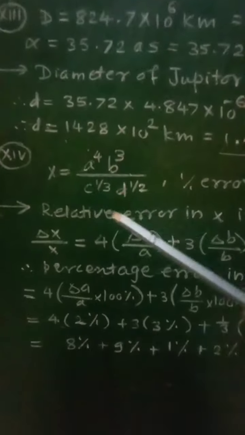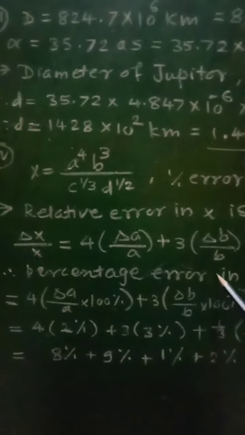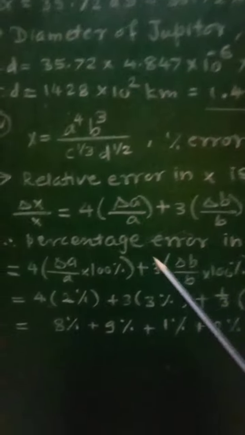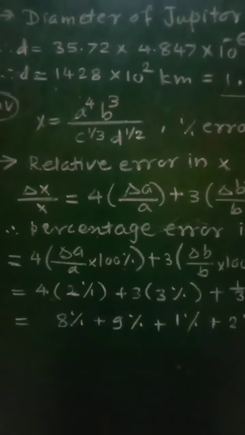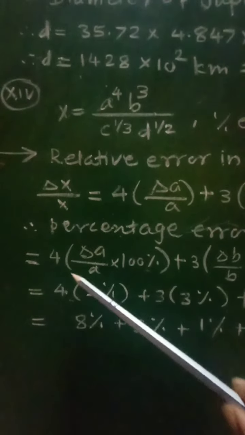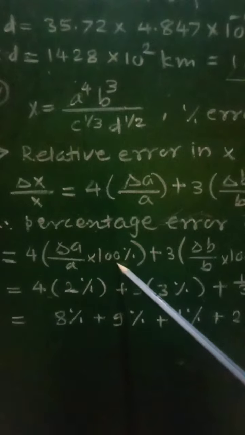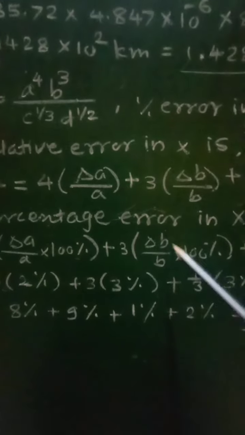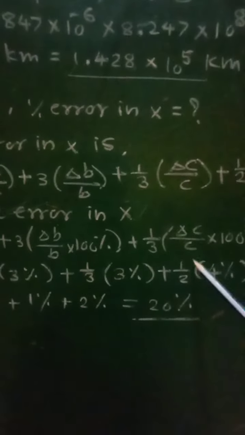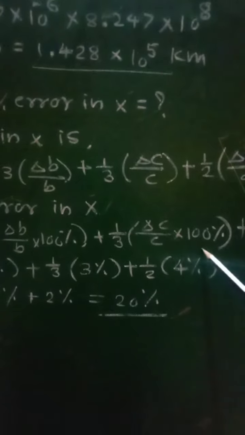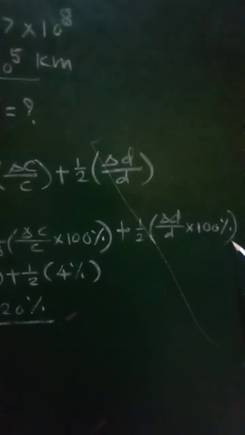From this relation, the relative error is written, and therefore the percentage error in x will be equal to the relative error into 100%. It will be written as 4 into delta A upon A into 100% plus 3 into delta B upon B into 100% plus 1/3 into delta C upon C into 100% plus half into delta D upon D into 100%.